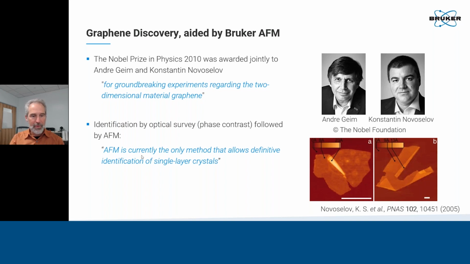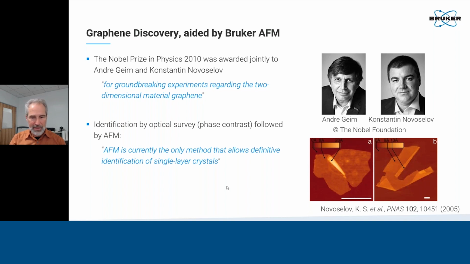I mentioned that at that point, AFM was the only method that allows definitive identification of single layer crystals. So they're initially doing an optical survey and then using their AFM to confirm the existence of the graphene or other single layer crystals, which also in this paper they mentioned that there is a whole selection of different materials that have this layered property and can be used to make single layer crystals.